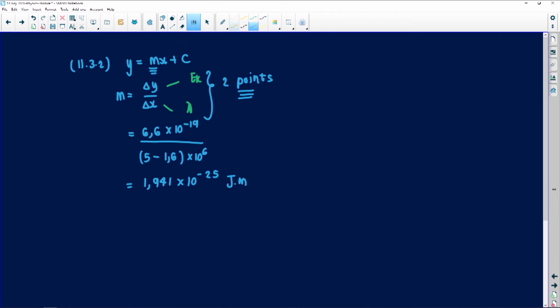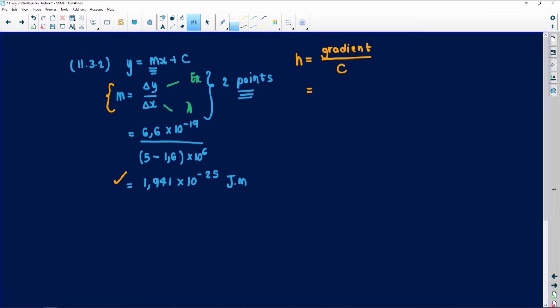But we are not done. Remember, if you're looking for h, now we have to say, according to h, we have to use the gradient, and our gradient we just got. How did we find the gradient? By saying change in y over change in x. But in order to find Planck's constant, we say h is equal to gradient over the speed of light, which is a c. Remember, it is a small c, not a capital C. A small c. A capital C means Coulomb.